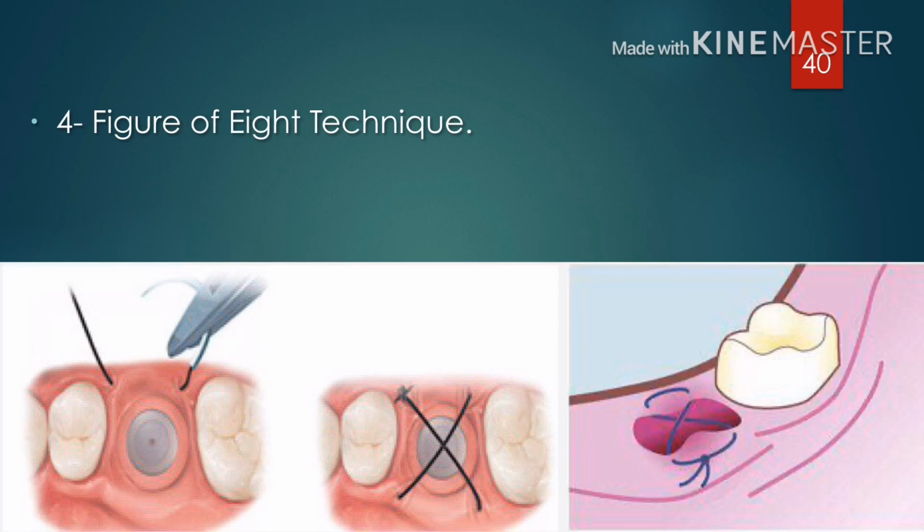The last technique is the figure of 8 technique. It gives us rapid closure and is indicated in extraction sockets and the adaptation of gingival papilla around the tooth, but due to its orientation it is difficult to remove.